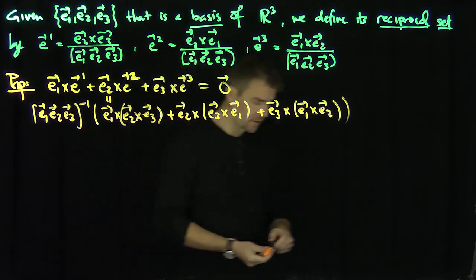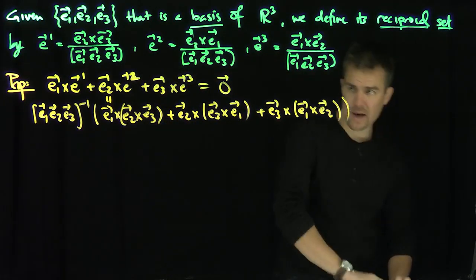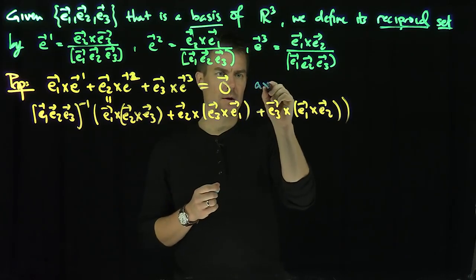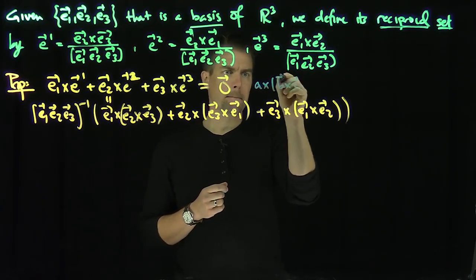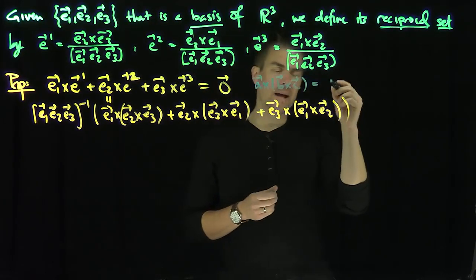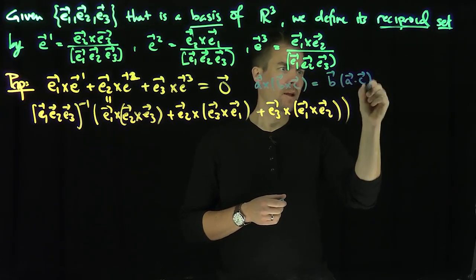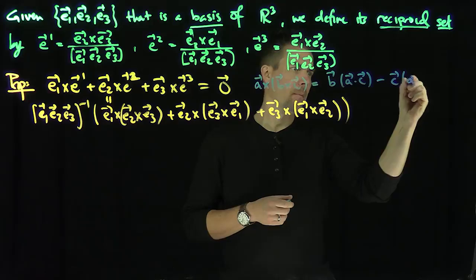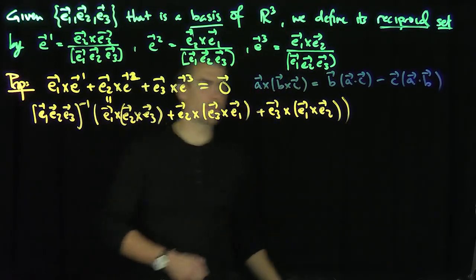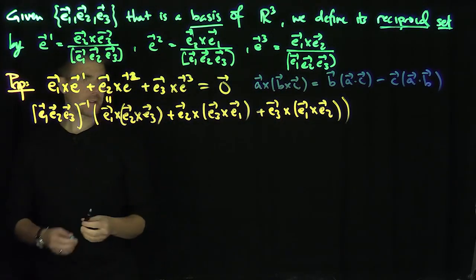Now I'm going to use the back-cab identity. Back-cab says that if I do A cross B cross C, this is back, and then cab. We proved that in a previous video, the back-cab identity. And so I'm going to use that three times, right?